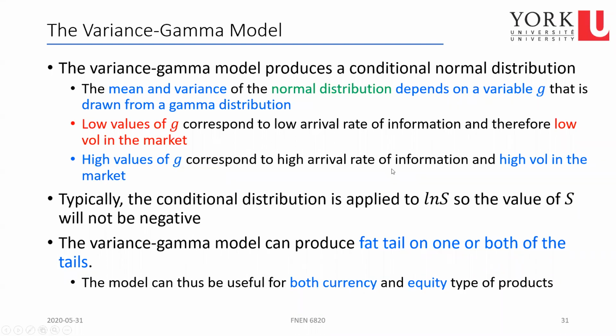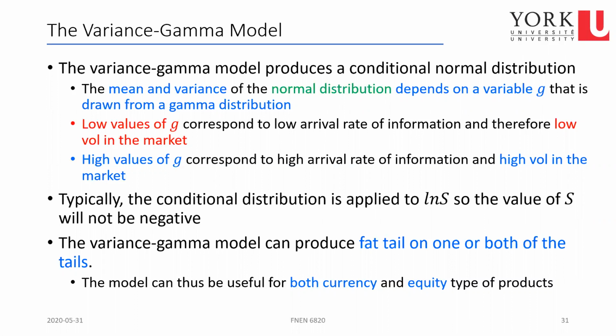Let's now take a look at a model called the variance-gamma model. The variance-gamma model is basically just a conditional normal distribution model, where the condition is based on a particular variable called g, and this variable is actually drawn out of a gamma distribution. Therefore, the name variance-gamma model. So essentially, you will have to draw out of a gamma distribution to get a G number, and depending on the G number, they will determine the mean and the variance of a normal distribution.